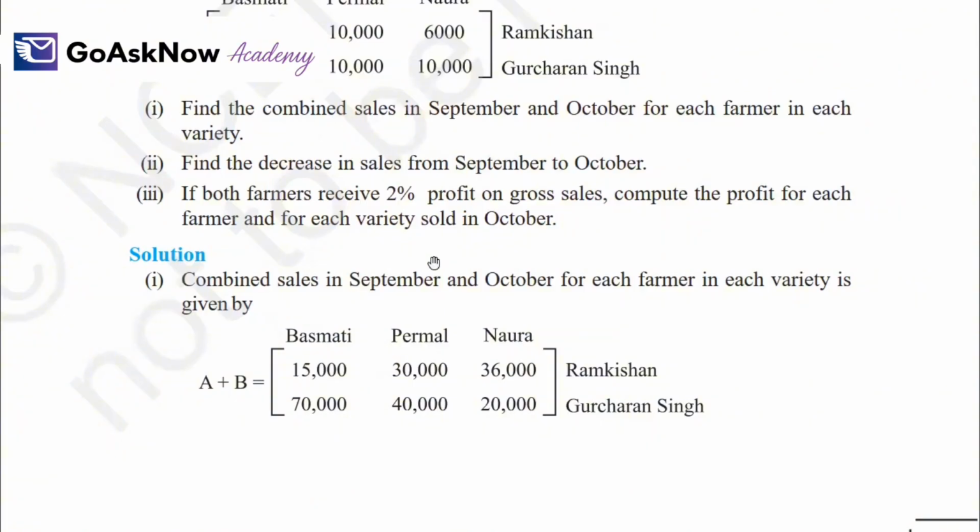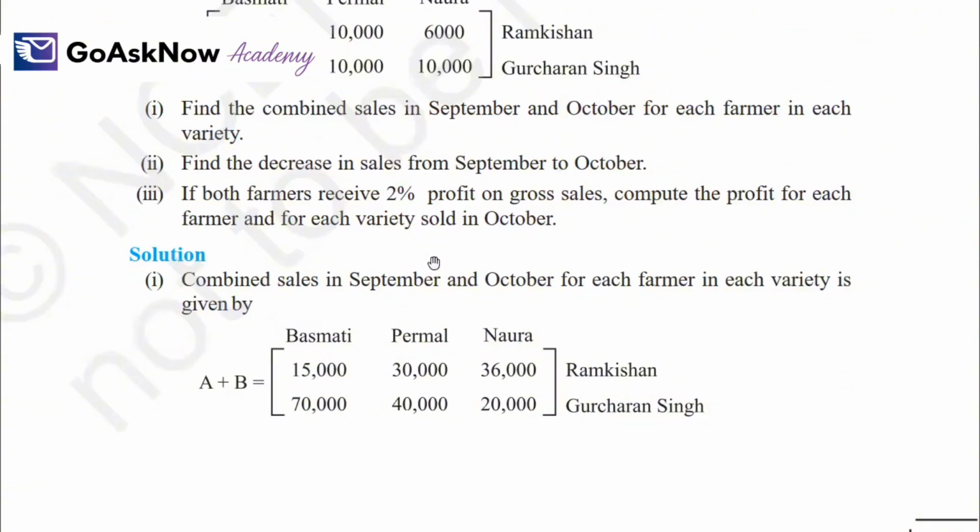So these are some parts you have to calculate. First part is calculated as combined sales in September and October for each farmer and each variety is given by A plus B. So A plus B will give you what? Combined sales in September and October month. We have to add each element of corresponding row and column of both of the matrices, and add the elements of that.